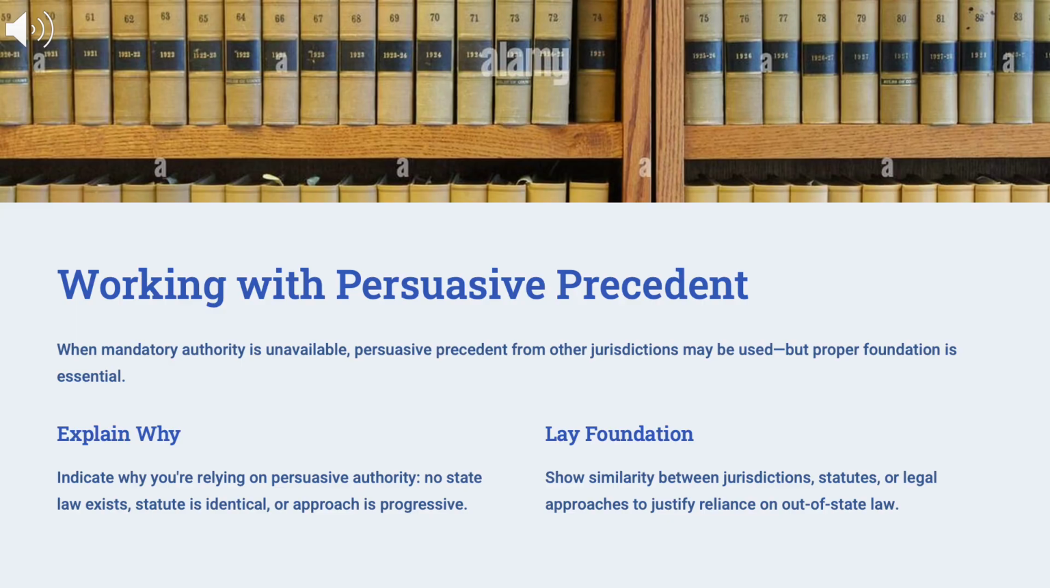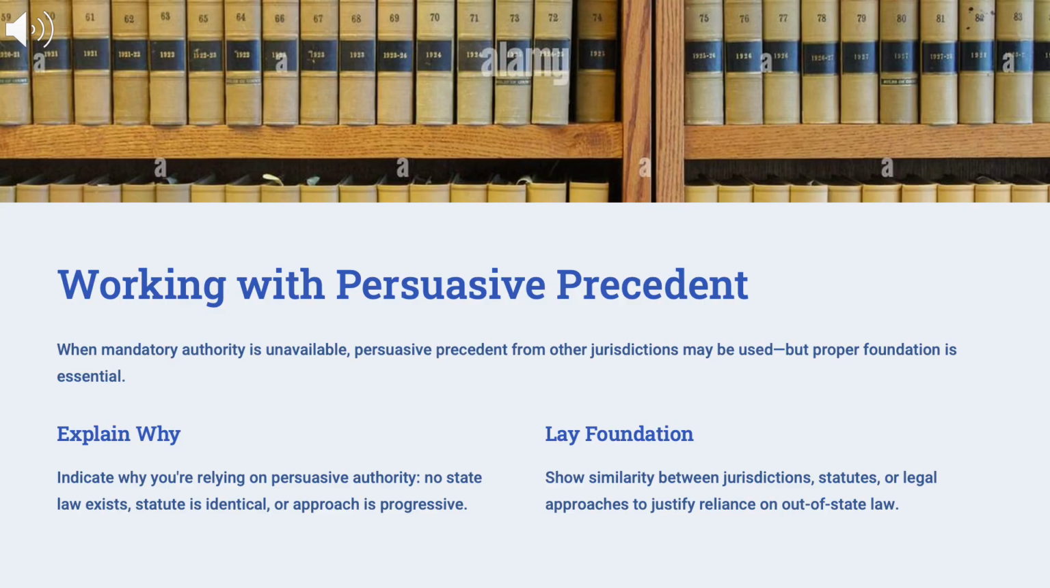Two specific requirements govern the use of persuasive authority in an office memo. The first is to explain why persuasive authority is being used. The reader should not have to wonder why the memo is citing cases from another state. The explanation might be that no controlling authority exists in the jurisdiction, that the out-of-state statute is identical to the applicable local statute, or that the cited jurisdiction's approach has been recognized as progressive and likely to be followed. Whatever the reason, it should be stated explicitly before the persuasive authority is presented.